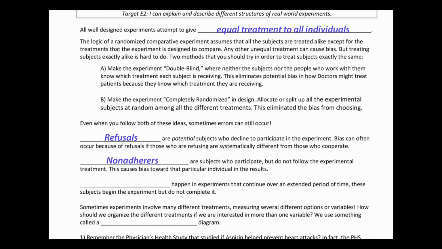The last type of error that can sometimes happen is from dropouts. So not everyone who enrolls in an experiment finishes an experiment. If you have a longer time frame, an extended experiment, these subjects would introduce bias because why are they dropping out, or what would their results have been had you been able to gather data from them in the end. So you don't want those things, but they can happen.